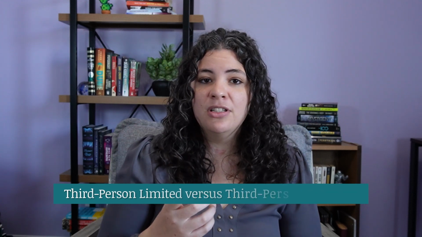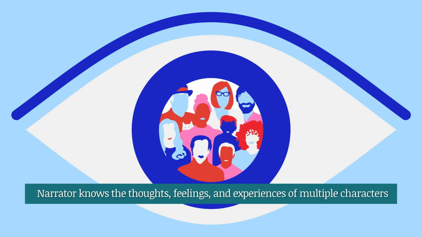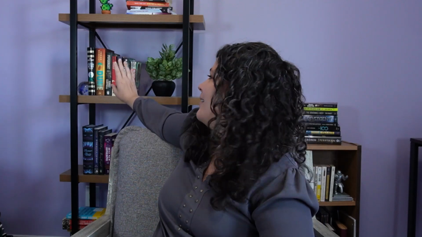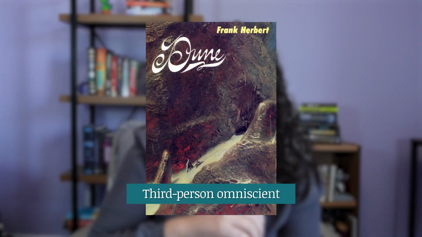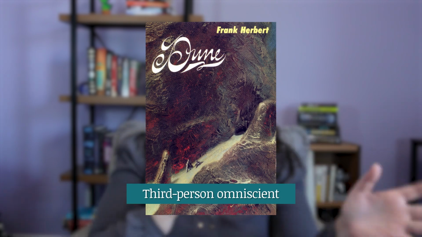Third person omniscient is from the perspective of a narrator who knows all about these characters and their thoughts and feelings. An example of that is Dune here I have on the shelf. It's a book that has a narrator that knows all the thoughts and feelings and switches between those characters and being inside those different characters' heads.